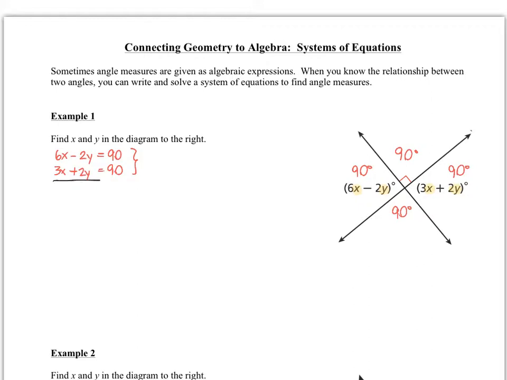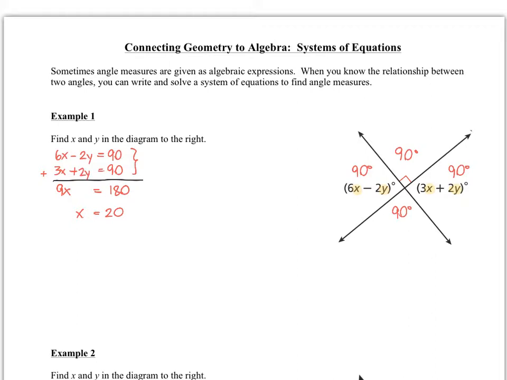Very conveniently, these are already set up for us to be able to use elimination. We see that we have negative 2y and positive 2y, so we can add these two equations together. We end up with 9x is equal to 180 degrees, and that means that x is equal to 20. And we have already found one of the values of the variables that we're looking for. Now we need to find y.